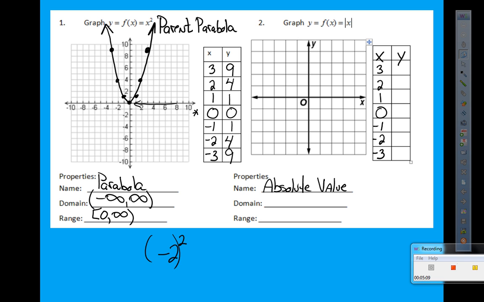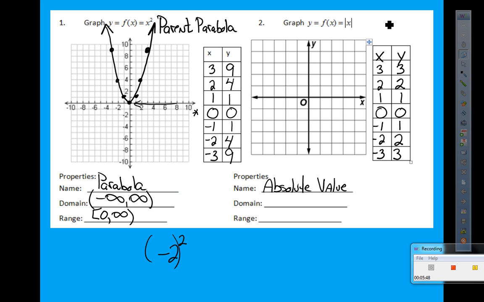And then remember, on absolute value, I'm going to plug in the number, and then if it's negative, I'm going to make it positive because it means distance from 0. So when I plug in 3, I get the absolute value of 3, which is 3. Absolute value of 2 is 2. Absolute value of 1 is 1. The absolute value of 0 is 0. Absolute value of negative 1 is 1. Absolute value of negative 2 is 2. Absolute value of negative 3 is 3.